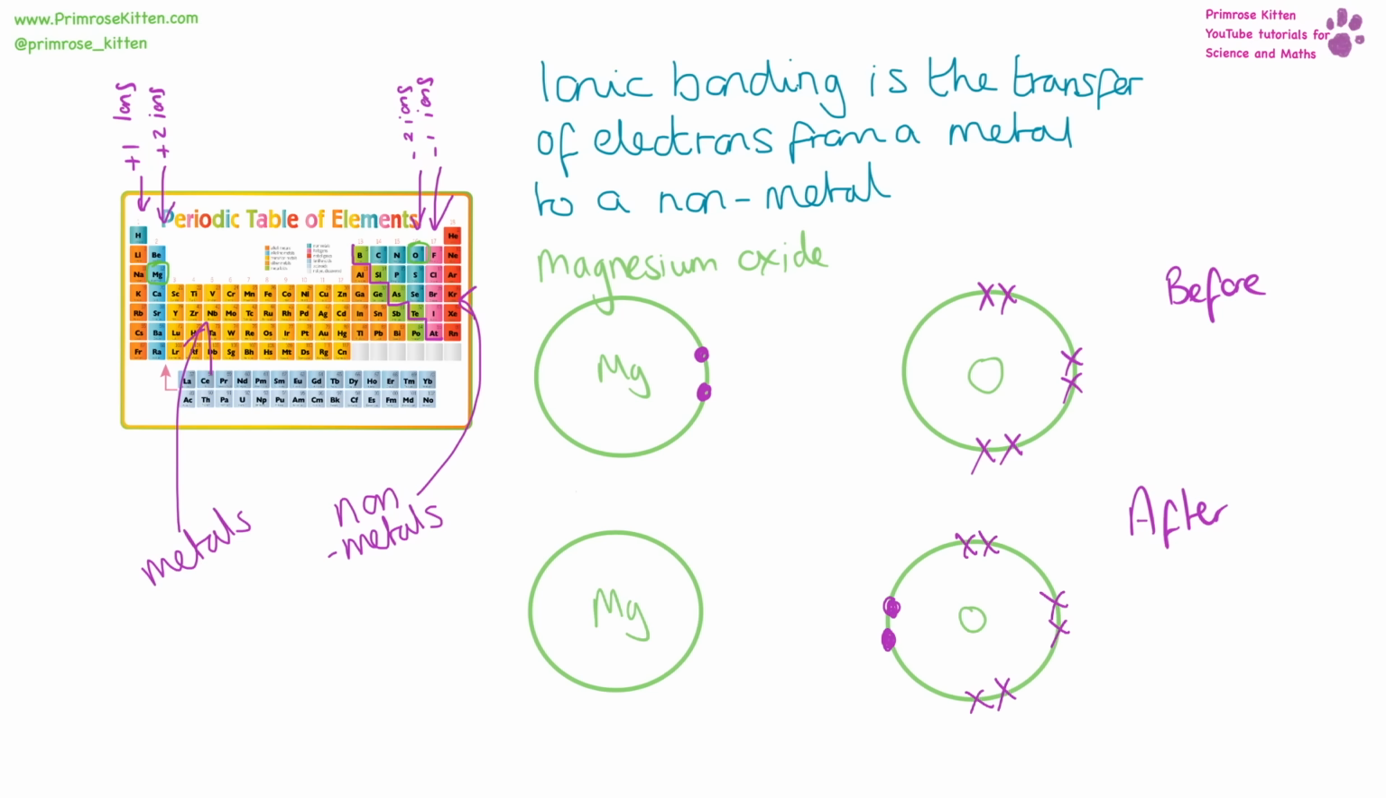We call these dot and cross diagrams because one element has a dot for electrons and the other element has a cross for electrons. We then draw square brackets around these and indicate the charge. So magnesium has lost 2 electrons, so it's going to have a +2 charge. Oxygen has gained 2 electrons, so it's going to have a -2 charge.